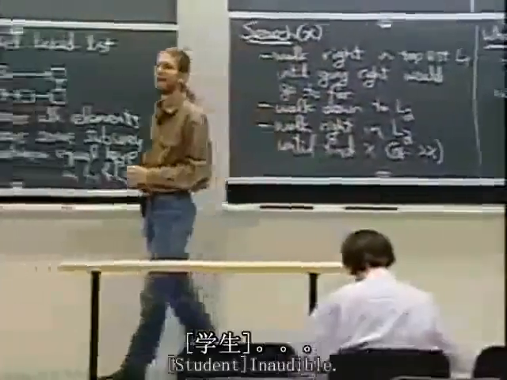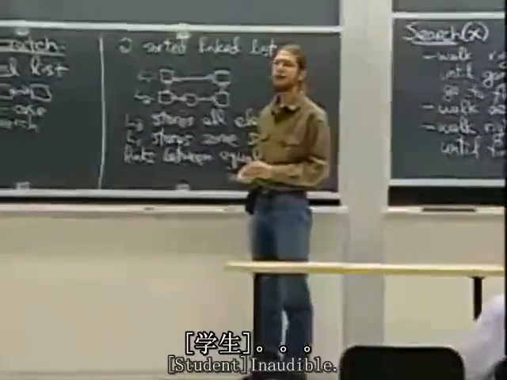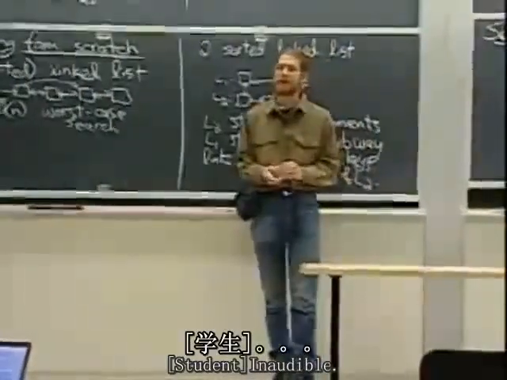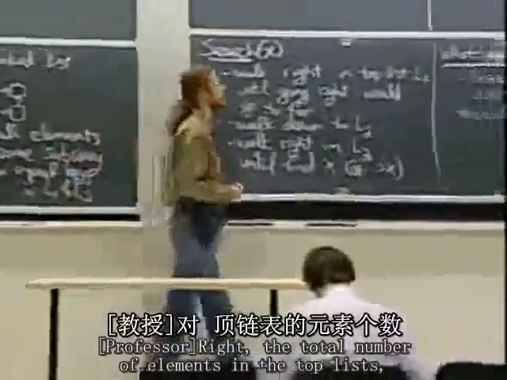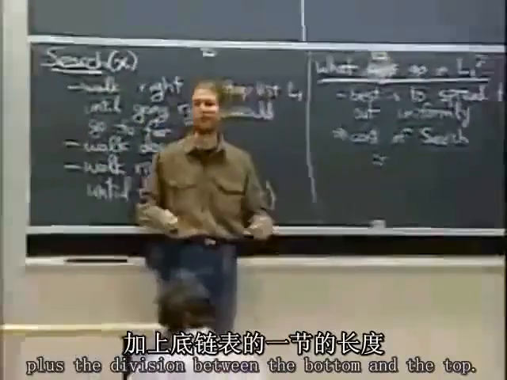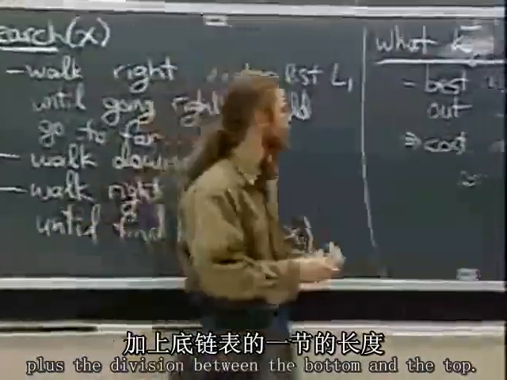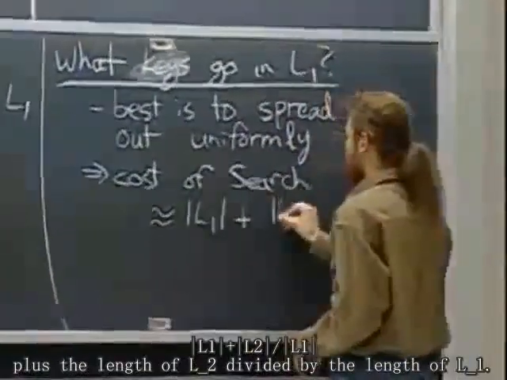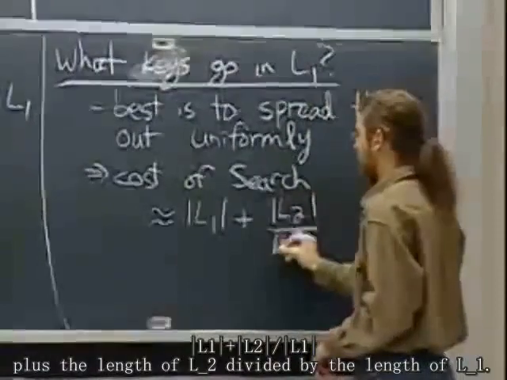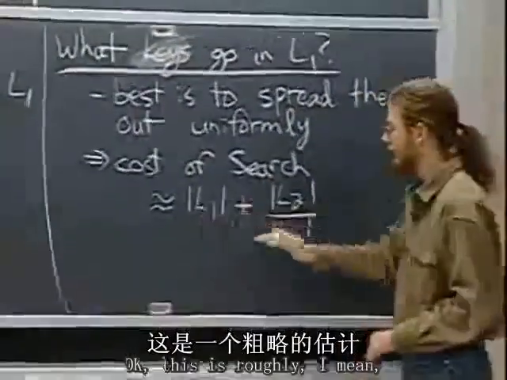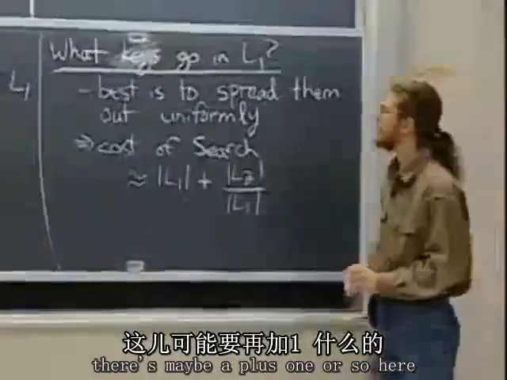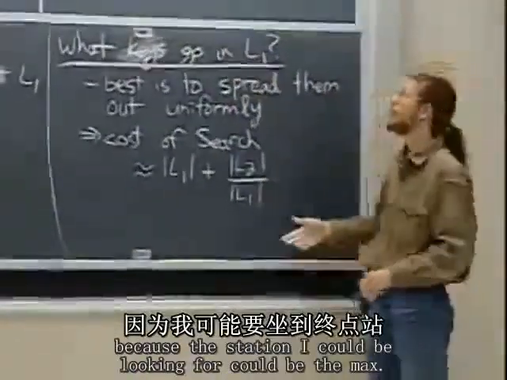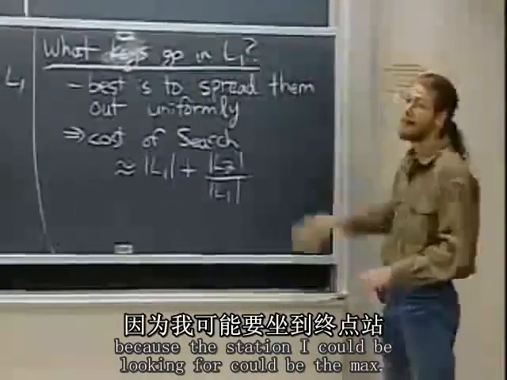Yeah. Total number of elements in the top list, plus the division between the bottom and the top. So I'll write the length of L1 plus the length of L2 divided by the length of L1. Okay, this is roughly, there's maybe a +1 or so here. Because in the worst case, I have to search through all of L1, because the station I could be looking for could be the max.